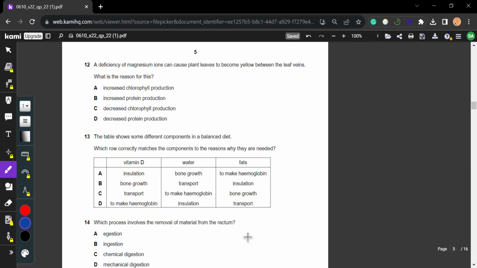A deficiency of magnesium ions can cause plant leaves to become yellow between the leaf vein. What is the reason for this? Now, magnesium is used to produce chlorophyll. Okay. Now, if there's a lack of magnesium ions, chlorophyll can no longer be produced. That means there'll be a decreased chlorophyll production. That's the reason. Even if you didn't know the fact, you can always realize that if it's becoming yellow, the chlorophyll gives the green color to the plants, right? And if it's becoming yellow, it means that chlorophyll is not being produced at such high levels.